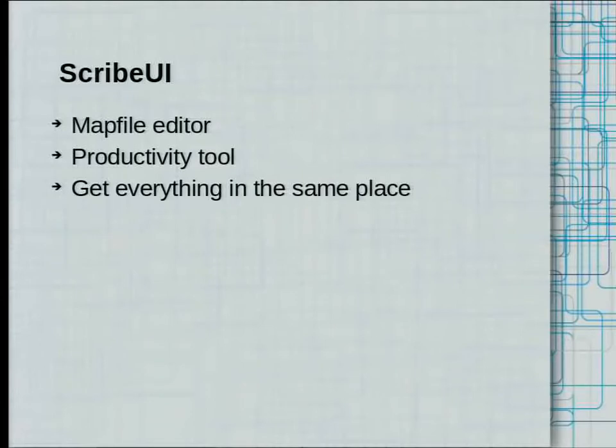There was, I think, the two most popular in the past have been MapLab and MapStorage. There have been a few others as well, but each map file editor eventually died down, because when you have a tool that is aimed at newbies, those newbies usually don't really contribute to the tool because they are newbies. So Scribe UI is indeed a map file editor as well, but it's more than that. It's a tool for the power user as well. That's why we hope it will live long and prosper.